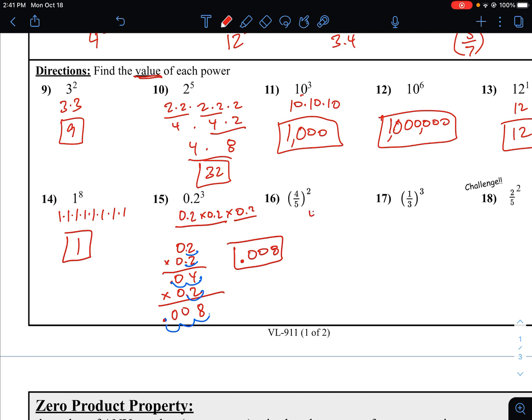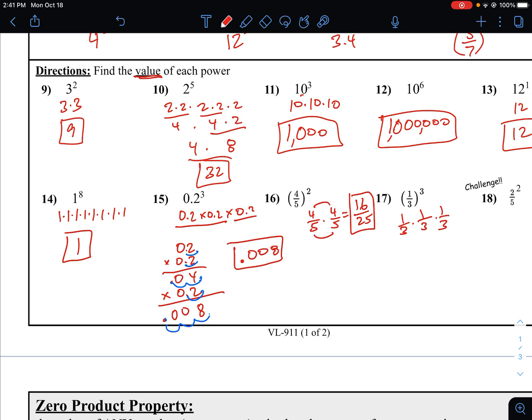Number 16, 4/5 times 4/5. Fraction multiplication, you multiply the tops. That's 16, and then you multiply the bottoms. That's 25. We cannot simplify any further, so 16 over 25. Number 17, 1/3 to the third. That's 1/27.